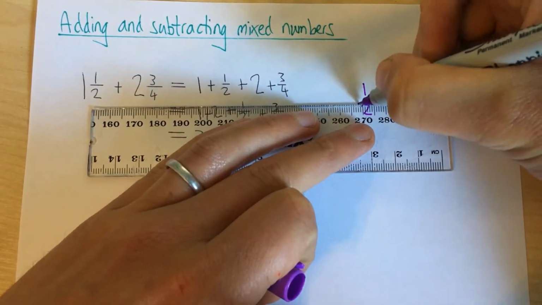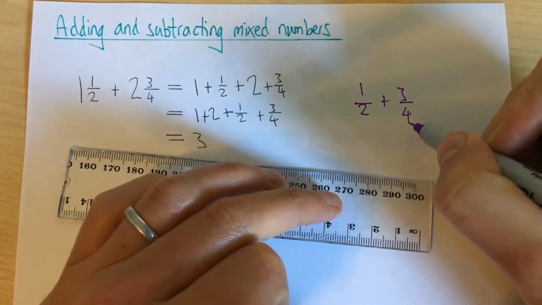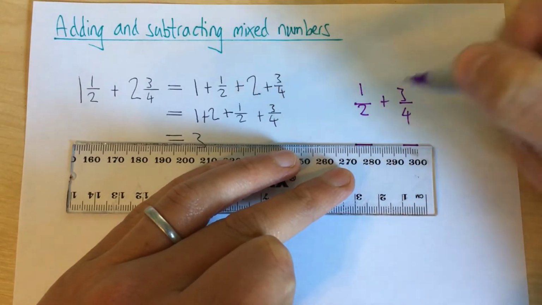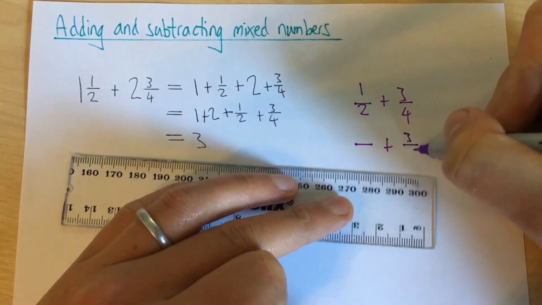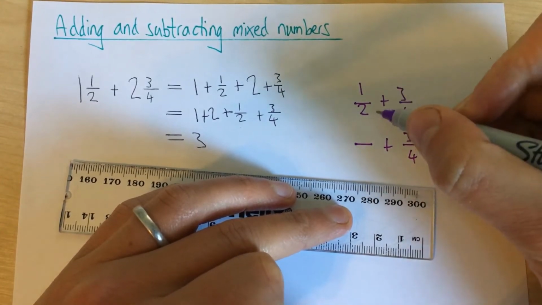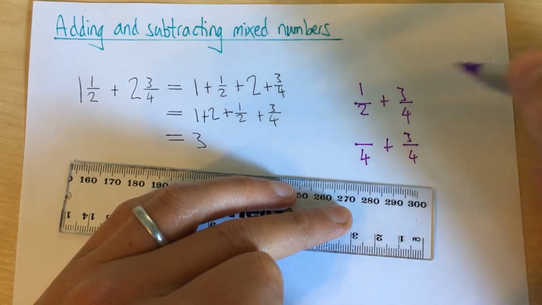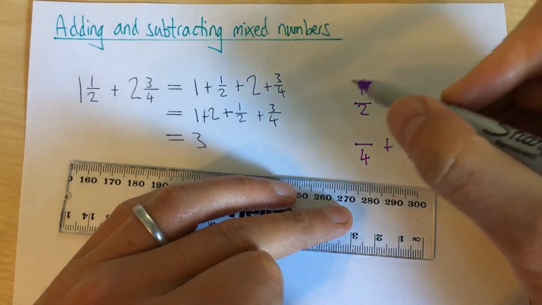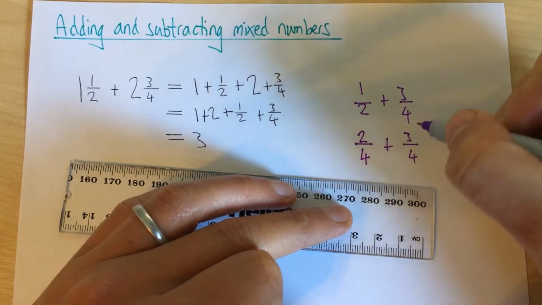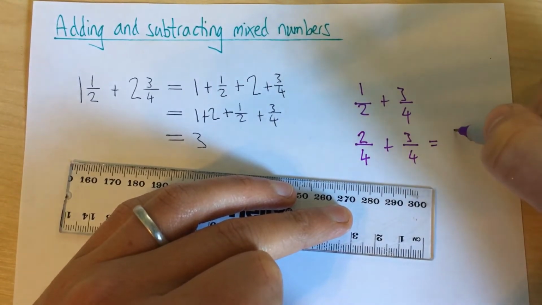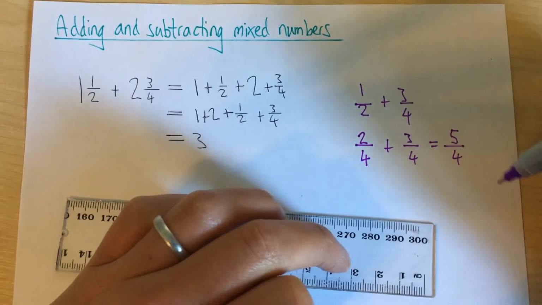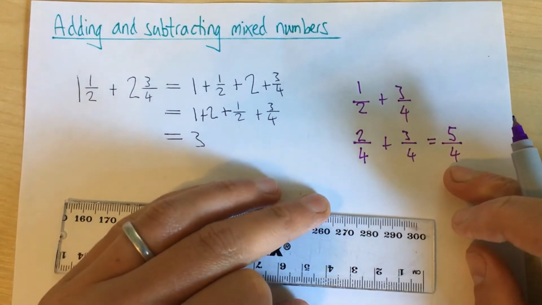3/4. Well, here we need to find a common denominator, and in this case it is 4, because 4 is a multiple of 2. This fraction is going to be unchanged, and 1/2, if we're thinking of it in terms of quarters, is equivalent to 2/4, and 2/4 plus 3/4 makes 5/4. Wow, look what's happened here.